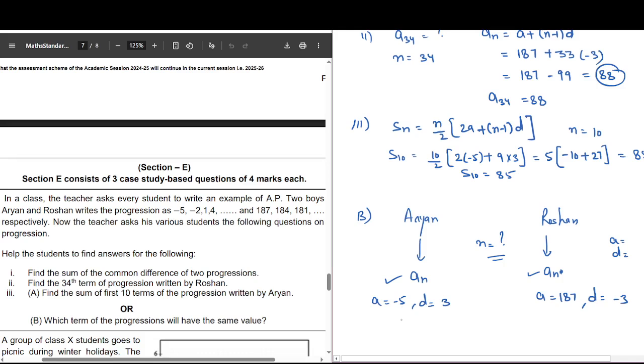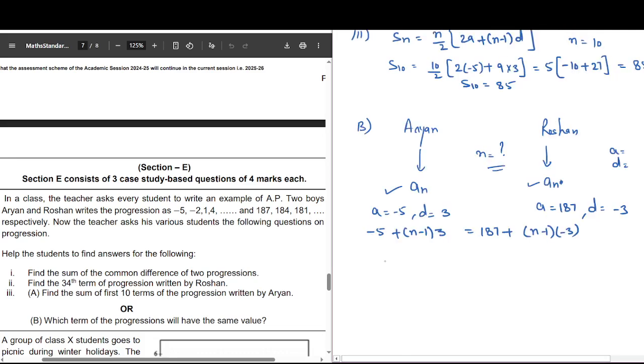So let's find an, the nth term. So nth term is a plus n minus 1 into d. So that is minus 5 plus n minus 1 into d, that is 3, and this is equal to the nth term of Roshan's progression, that is 187 plus n minus 1 into d, that is minus 3. Now let's solve this. So we will get here minus 5 plus 3n minus 3 is equal to 187 minus 3n plus 3, right. So here we have minus 8 plus 3n, and here we have 190 minus 3n.